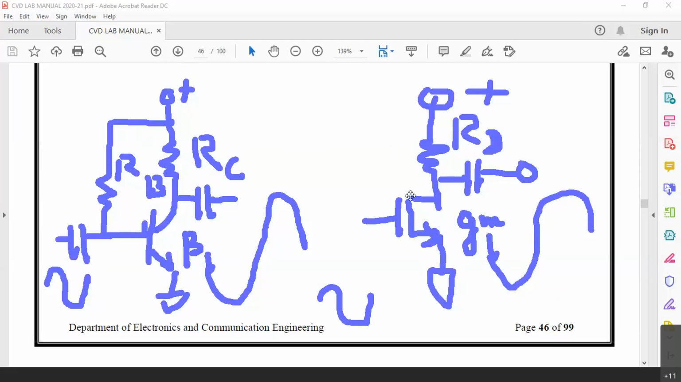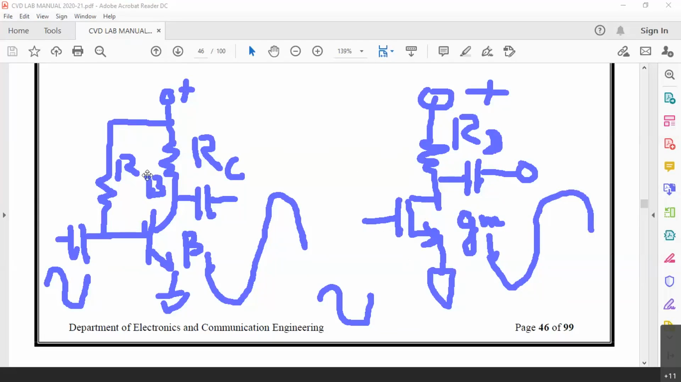The reason is there is already a capacitance at the MOSFET itself. You can see it is called metal oxide semiconductor, which means there is an oxide layer in between the gate and the channel. When there is already a gate capacitance, why do we need one more capacitance for blocking DC? So we can directly give AC as input to the MOSFET. Of course, at the output we require these two.